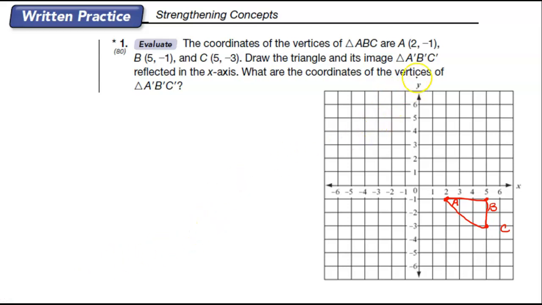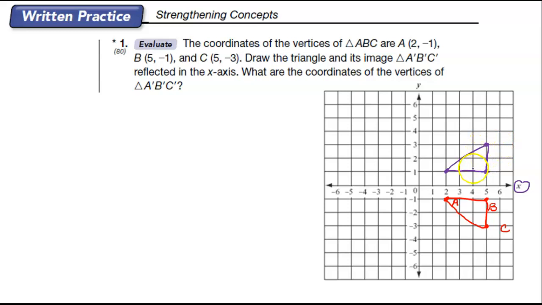Draw the triangle and its image A prime, B prime, C prime reflected in the x-axis. So here's the x-axis. We're going to flip it over. This is 2, -1, so we're going to do 2, 1. This is 5, -1. We're going to do 5, 1. And this is 5, -3. I'm going to do 5, +3. And this is my new triangle.